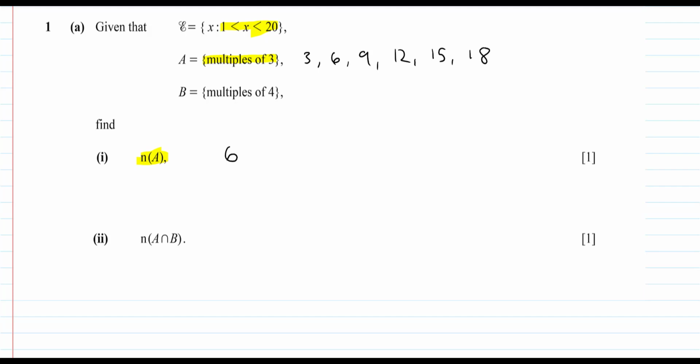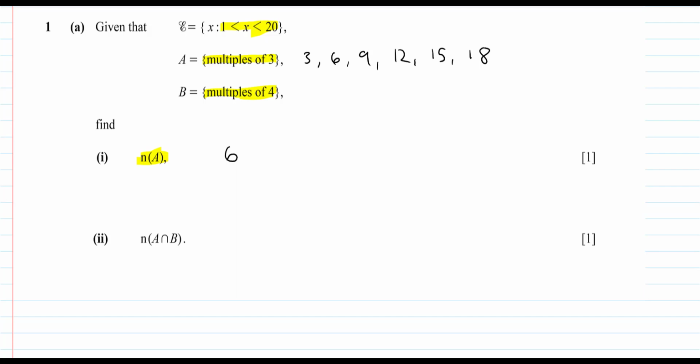Now, for part 2, we need to find the number of elements in A intersection B. So B is the multiples of 4. So we need something that's a multiple of 3 and also a multiple of 4. So the lowest common multiple of 3 and 4 is 12. So any multiple of 12 is going to work.